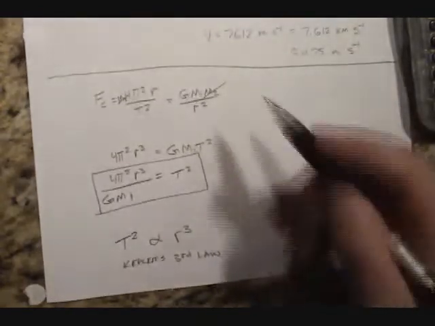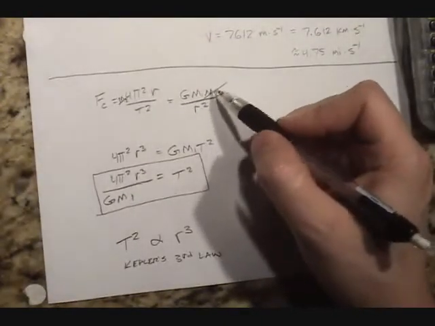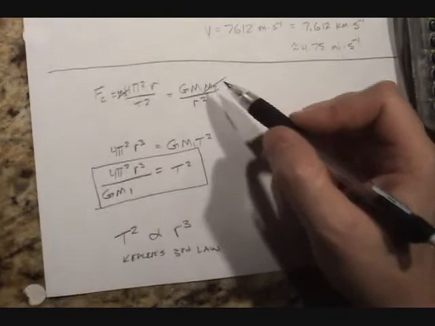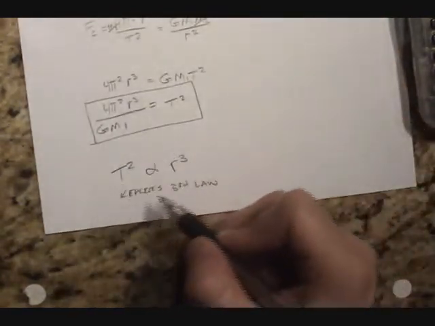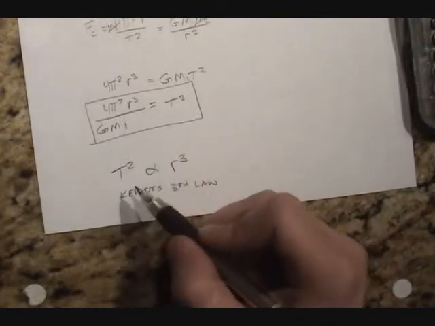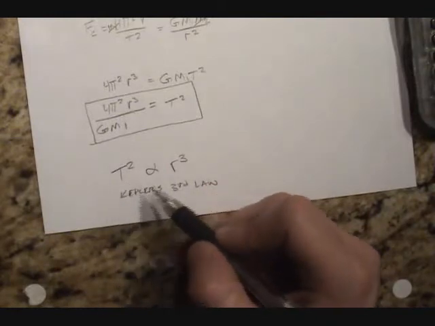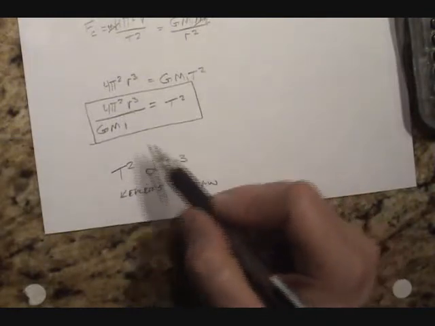This is how Isaac Newton knew that what he was doing was right. He knew that the gravitational force really was G m1 m2 over r squared, because when he applied it to the centripetal motion of the moon, he re-derived Kepler's third law. He actually figured out a way to prove that Kepler's law was true.